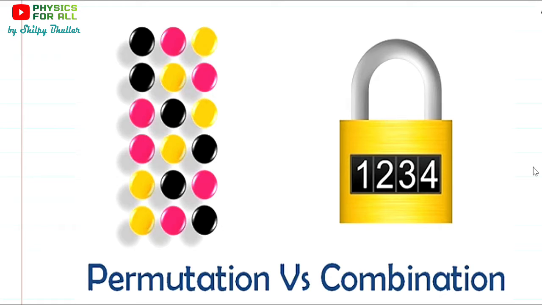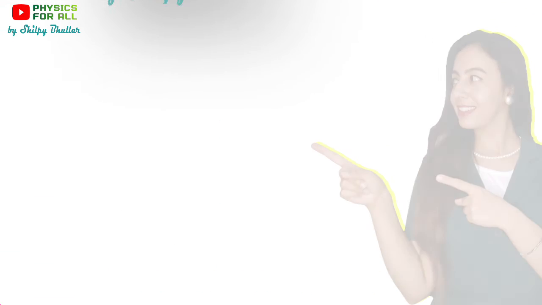So today we are going to discuss what permutation and combination is all about and how we use them in physics. The formula, the meaning, everything about it. So let's get started.